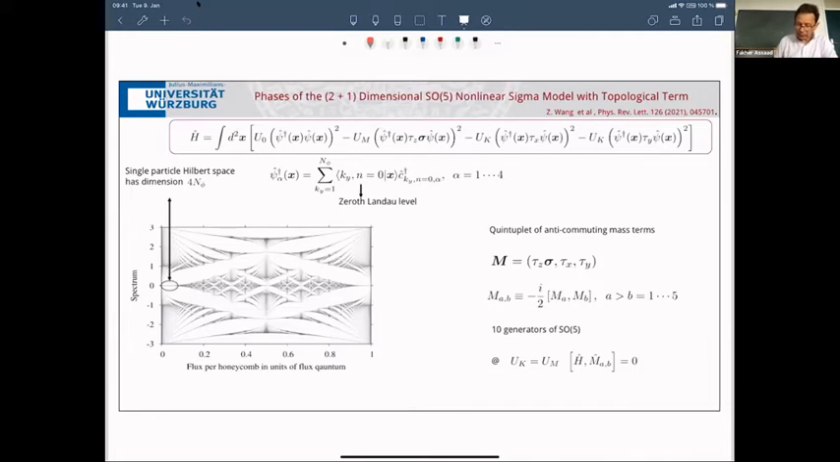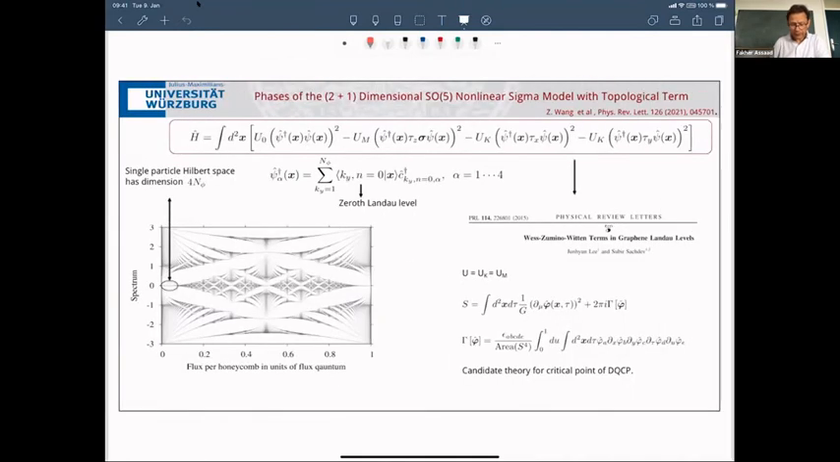Now at a very special point, so these are the five masses, and if you have five mass terms, you can build a commutator of the five mass terms. You will get 10 operators, which turn out to be the generators of the SO5 symmetry. And exactly, if you put UK, which is for Kekulé, equal to the UM, which is the magnetic mass, then you will show that this model, which we will be able to simulate, has the SO5 symmetry.